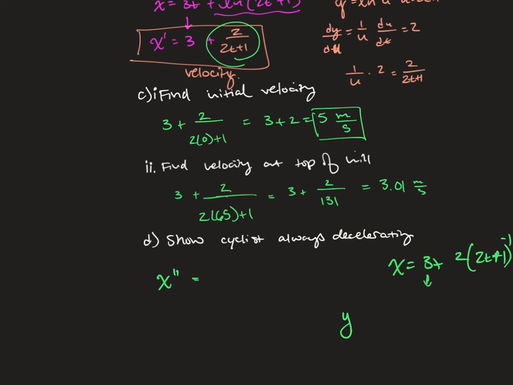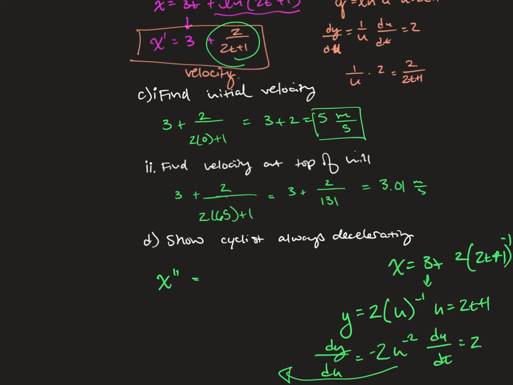And so we're going to say y equals 2 times u to the negative 1. U is 2t plus 1. dy du is going to be negative 2 u to the negative 2. du dt is going to be 2. So then we're going to end up multiplying those together. And we're going to get negative 2 times u, which is 2t plus 1 to the negative 2, times 2, and so our final answer is going to be negative 4 over 2t plus 1 squared.